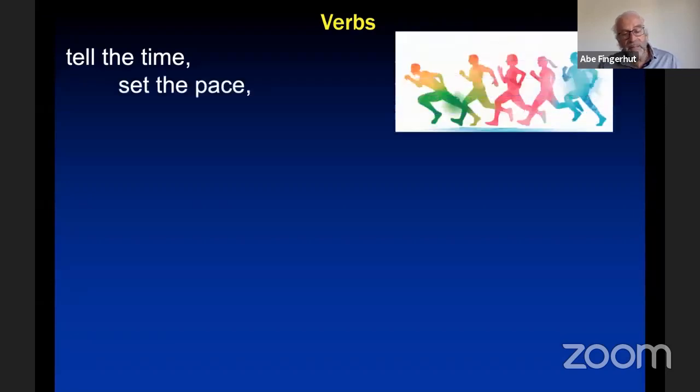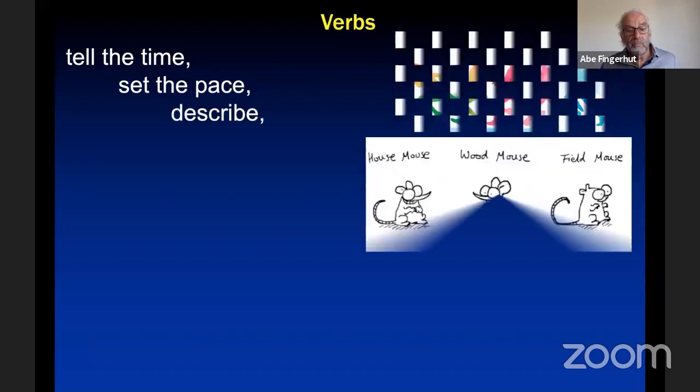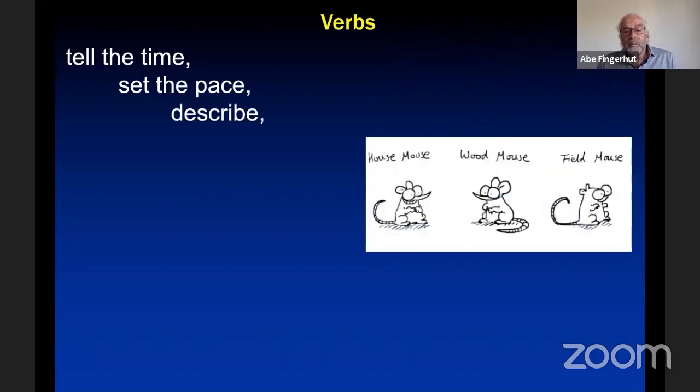Verbs also set the pace. In other words, we want to know how quickly something is happening, whether it's an operation, whether it's a recurrence for cancer, for instance, or whether it's an aggravation of pain or a symptom. But verbs are mainly used for two functions that I'm going to talk about now.